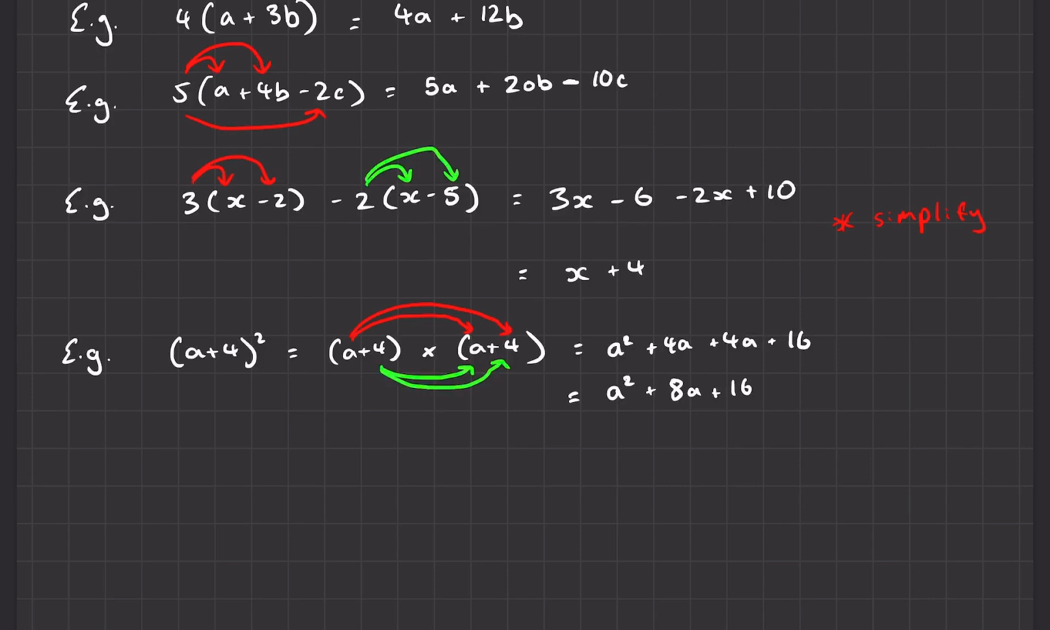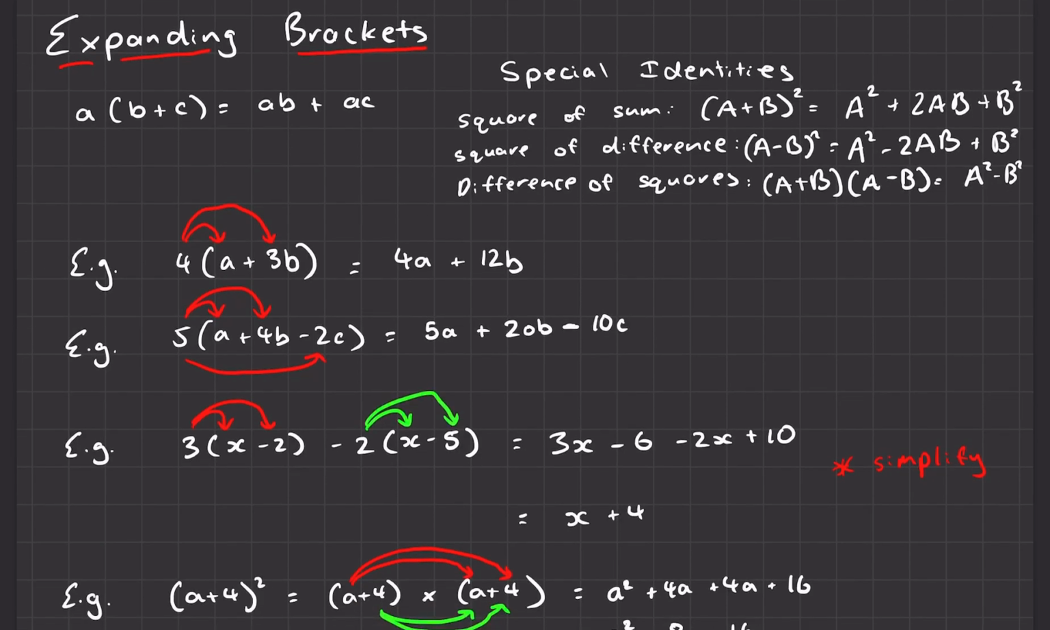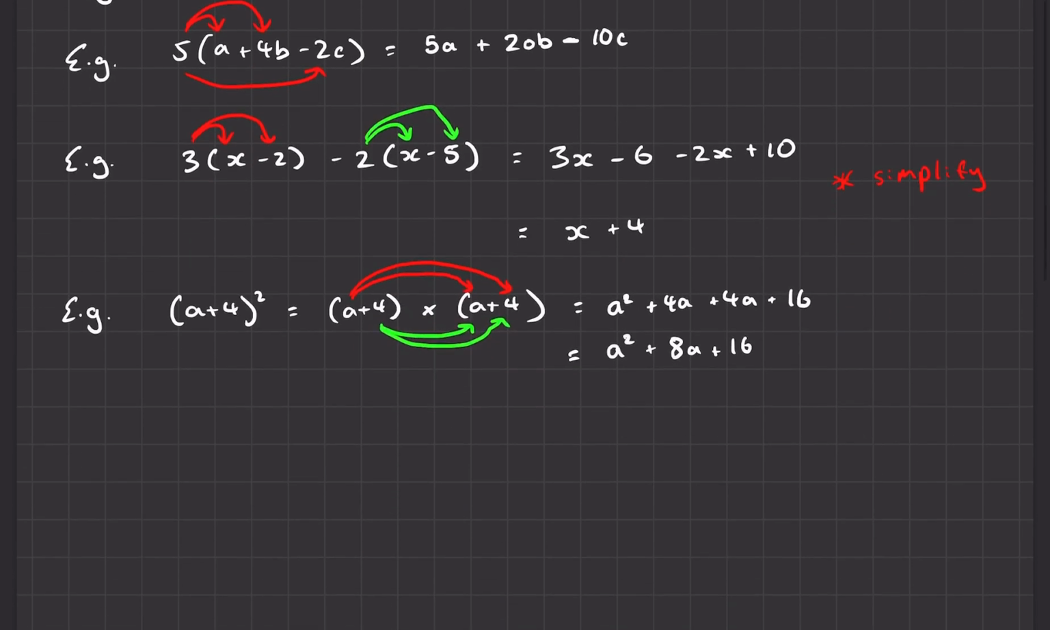There we go. Now, if we are to follow the special identities for square of a sum, as here, we can simply just write the formula out, which becomes a squared plus 8a plus 16. So those are the two methods you can use, method 1 and method 2. Okay.